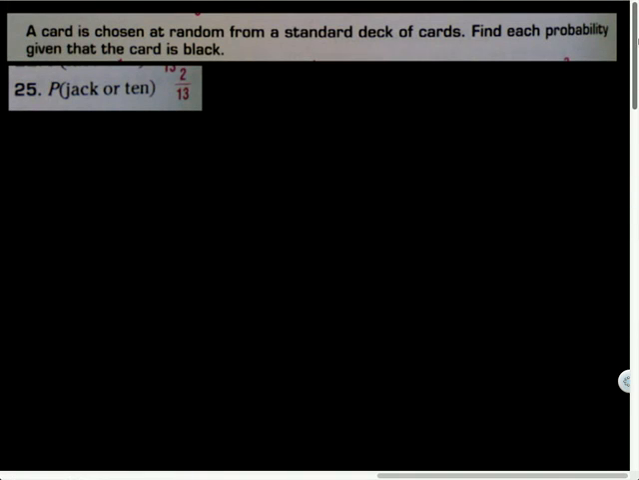Let's see, did I have one more problem selected? I did. Aha, excellent. All right. This says, a card is chosen at random from a standard deck of cards. Find the probability of each given that the card is black. So this says probability of Jack or 10 given that it's a black card.